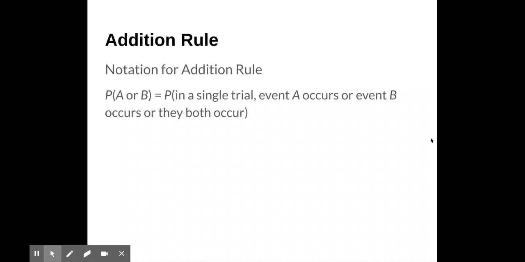Now, if we're looking at the addition rule, what we're looking at when we say the probability of A or B, we're looking at the probability that in a single trial, event A occurs or event B occurs, or they both occur. So that is what we're looking for.